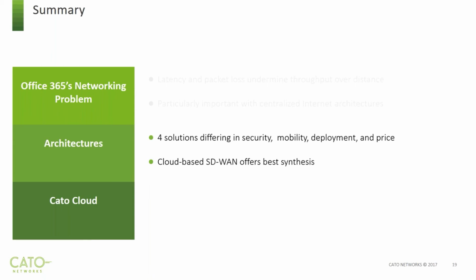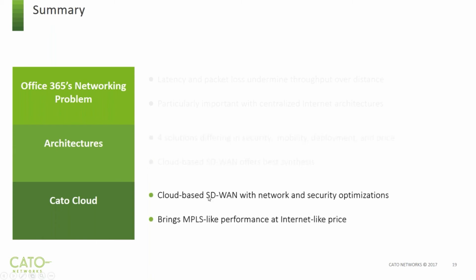So we have companies that are eliminating MPLS or dramatically reducing MPLS and then having direct breakouts over the cloud. Okay, super. And then we also moved on to the cloud-based SD-WAN, which I think we both felt offered the best combination of any of the architectures. Cato Cloud is an example of a cloud-based SD-WAN.